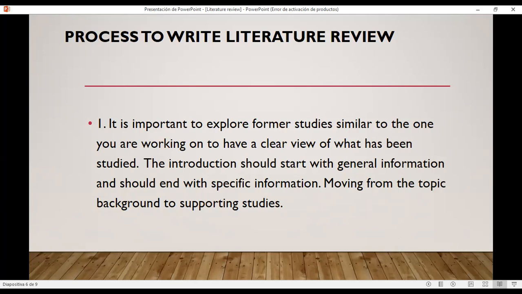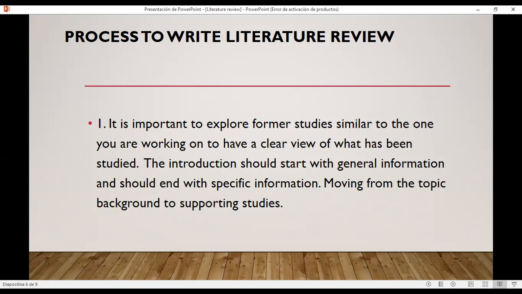Okay. Process to write literature review. It is important to explore former studies similar to the one you are working on to have a clear view of what has been studied. The introduction should start with general information and should end with specific information, moving from the topic background to supporting studies. Okay, so that is a general suggestion, no? General steps.